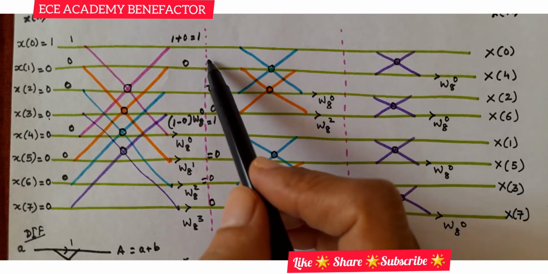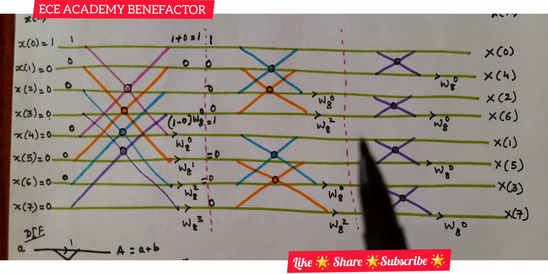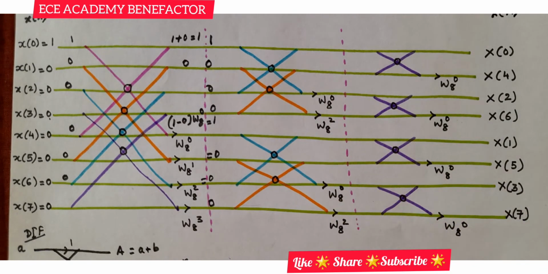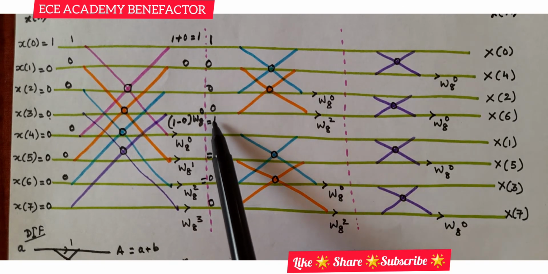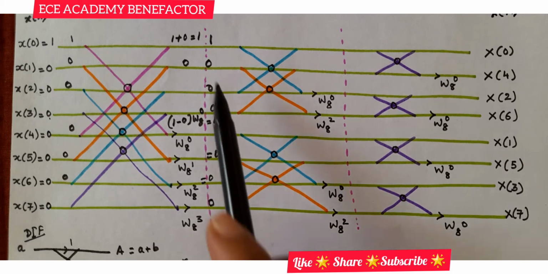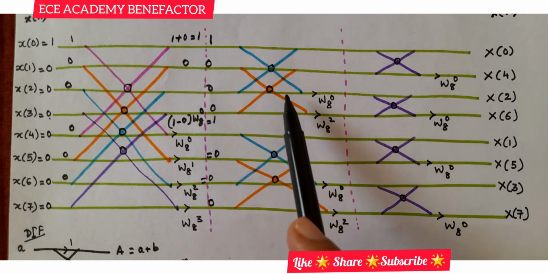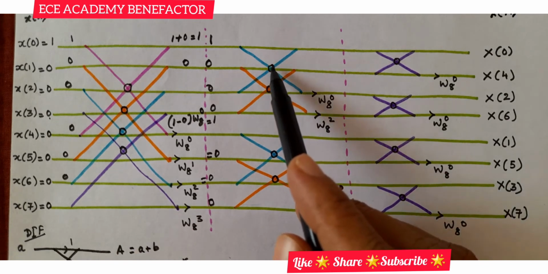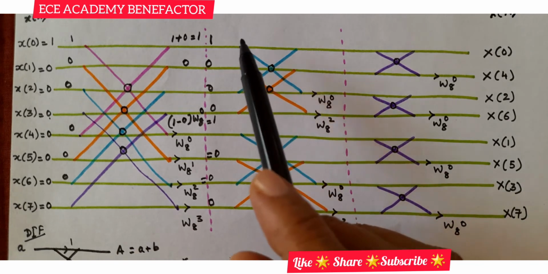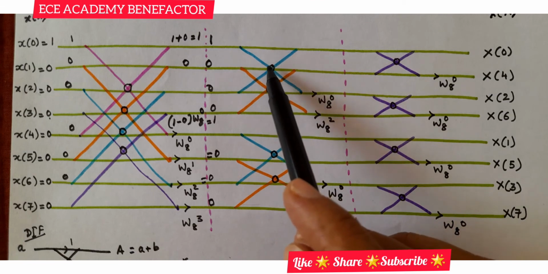So what you are getting here? The output of first stage is coming as 1 triple 0, 1 triple 0. Now this will act as input to this next set of butterfly. So let us take this blue butterfly now. What are the inputs for this first butterfly?